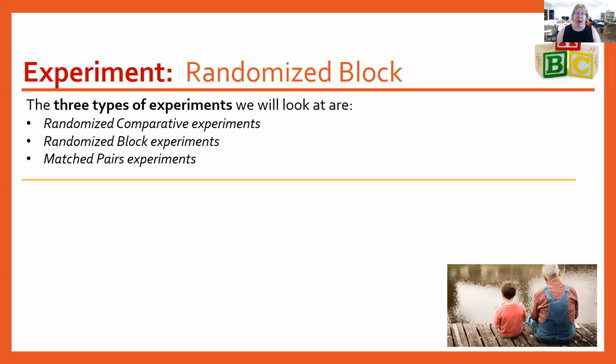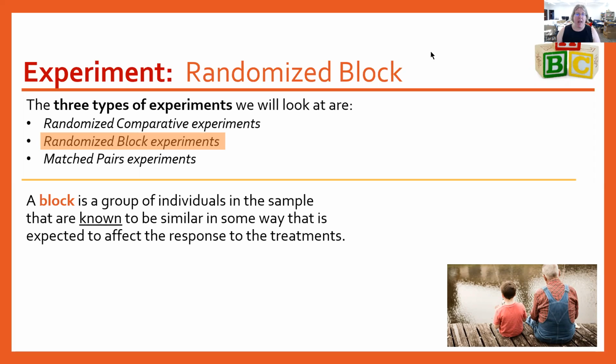Now that we've gotten some practice with the basic randomized comparative experiment, let's move on to a new type of experimental design. We're going to look at the randomized block design next. And a block is a group of individuals in the sample that are known to be similar in some way that is expected to affect the response to the treatments or the response variable.